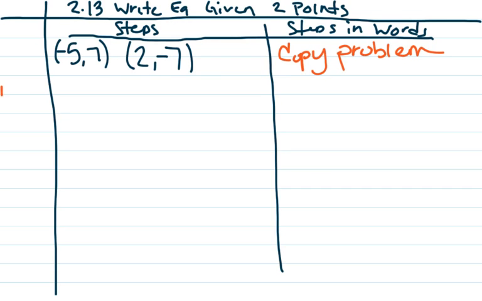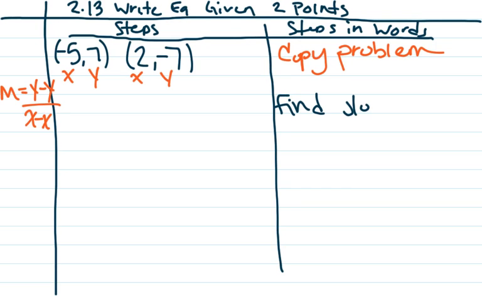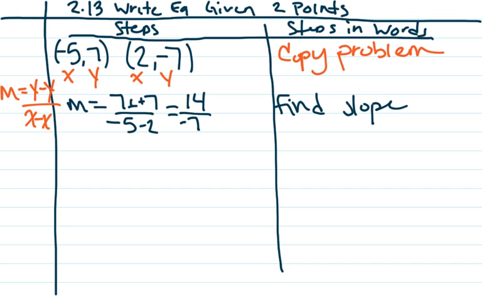So remember, we're going to use m equals y minus y over x minus x. So this is our x, y, x, y. Our first step is to find slope. So m equals 7 minus negative 7 over negative 5 minus 2. We're going to keep change there. 2 negatives make a positive. 7 plus 7 is 14 over negative 5 minus 2 is negative 7. 14 divided by negative 7 is negative 2. So there's our slope, so that's our m.